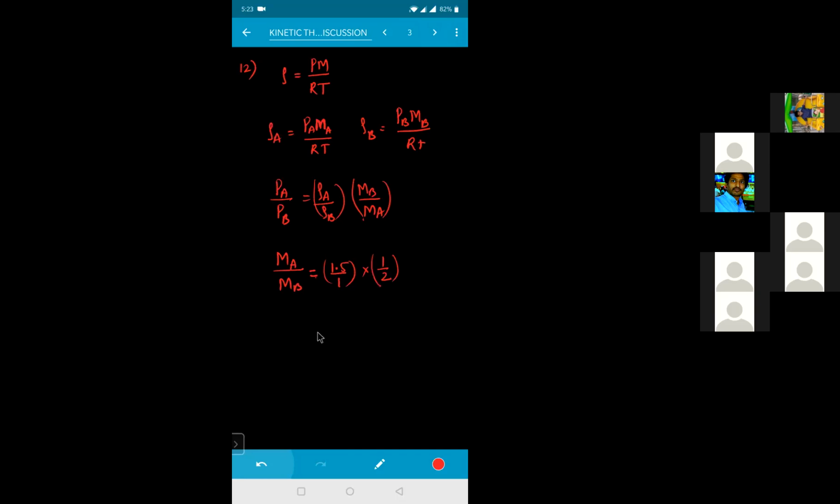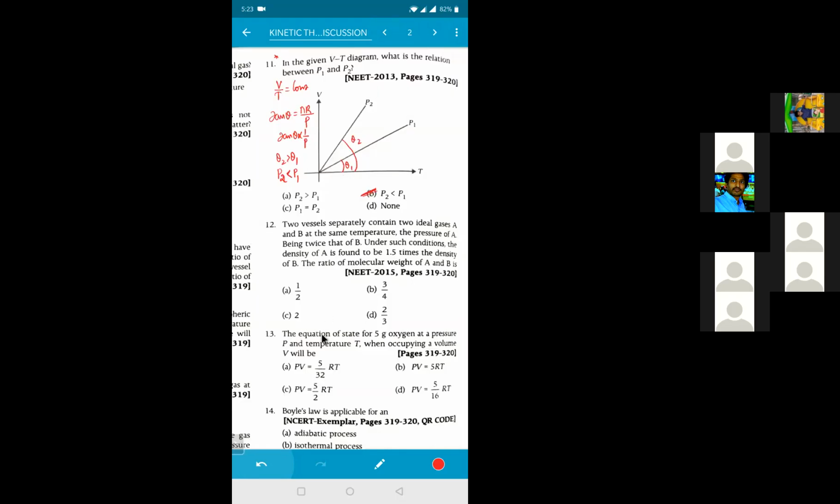I hope you got it. This is 2 by 1. This is 1.5, and this is 1. So I'm just cross multiplying it. I'm getting this: 1.5 is nothing but 3 by 2 into 1 by 2. So this will become 3 by 4. So the answer should be 3 by 4.